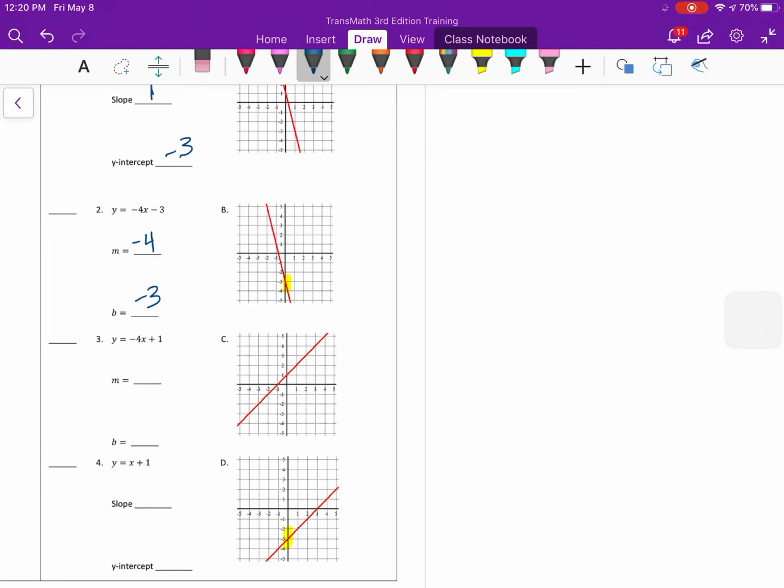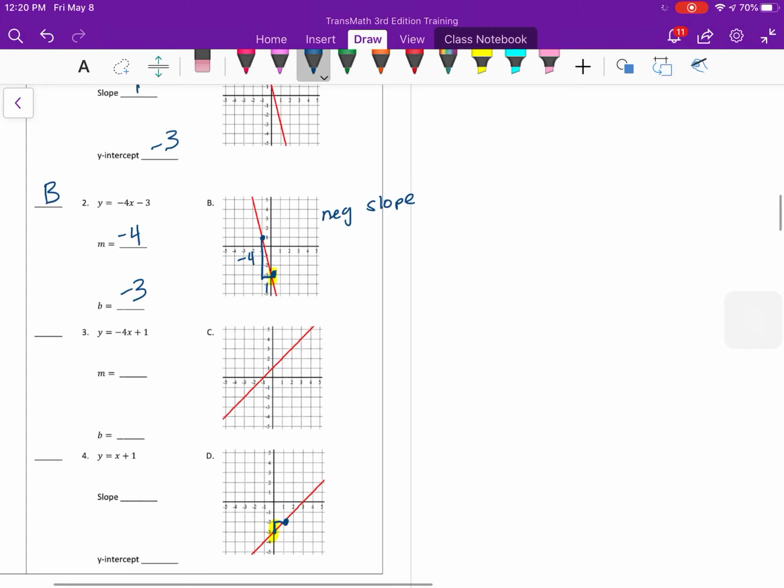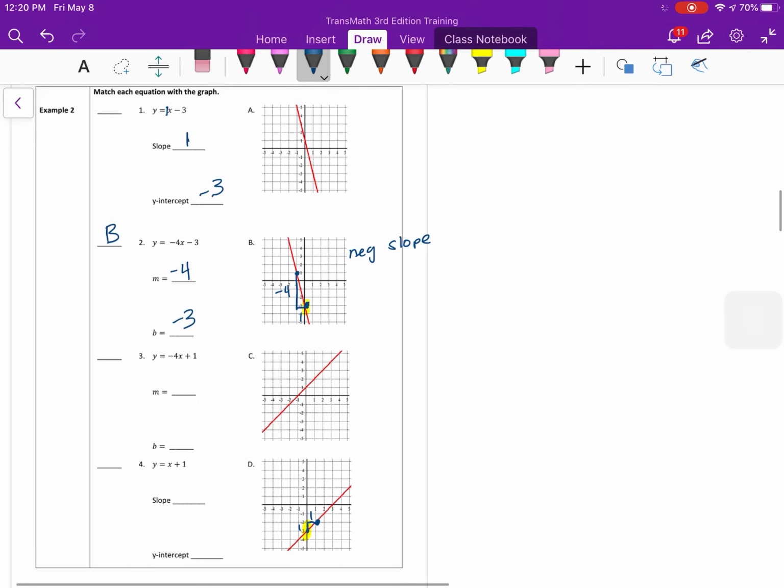In B, we have a negative slope, and I can identify it if I pick 2 points, and it's down 4 over 1. So that one has a negative slope of 4 over 1 and a y-intercept of negative 3, so that must be B. So that leaves D for our slope of positive 1, and you can see up 1 to the right 1 and a y-intercept of negative 3, so our first one is D.